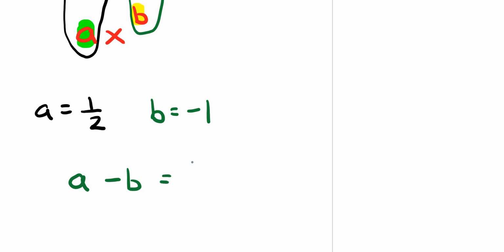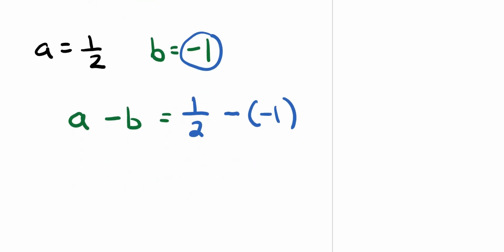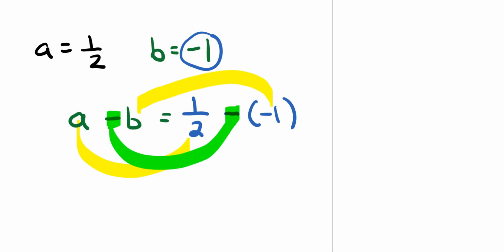Well, the value of a is 1/2. And then we're subtracting the negative 1. Okay, so hopefully that makes sense, right? So we're saying that a is 1/2 and b is negative 1, and we are subtracting the expressions there.